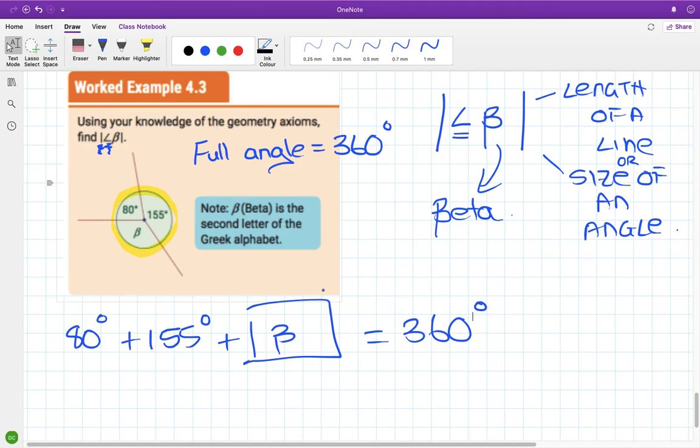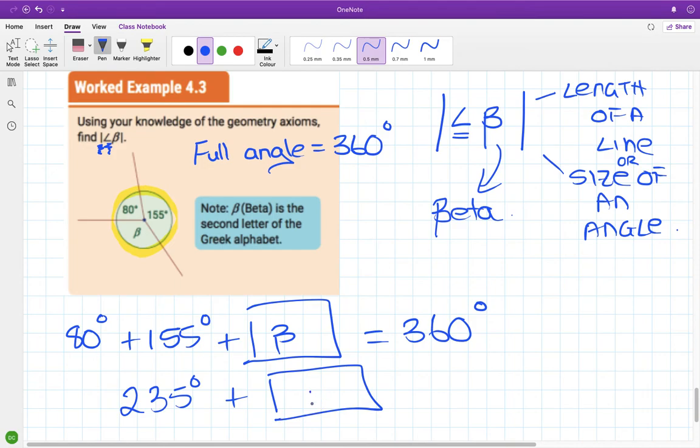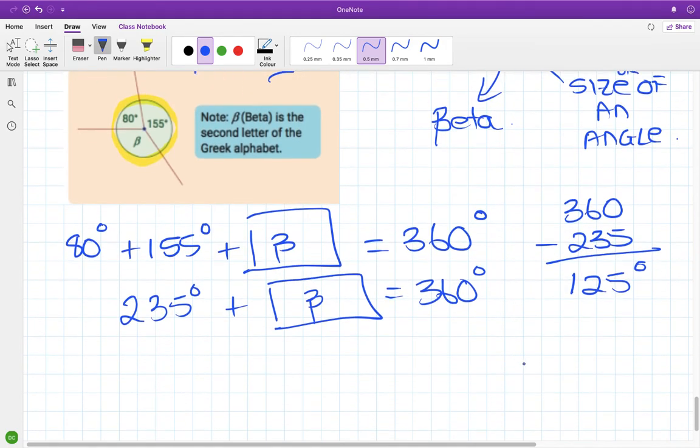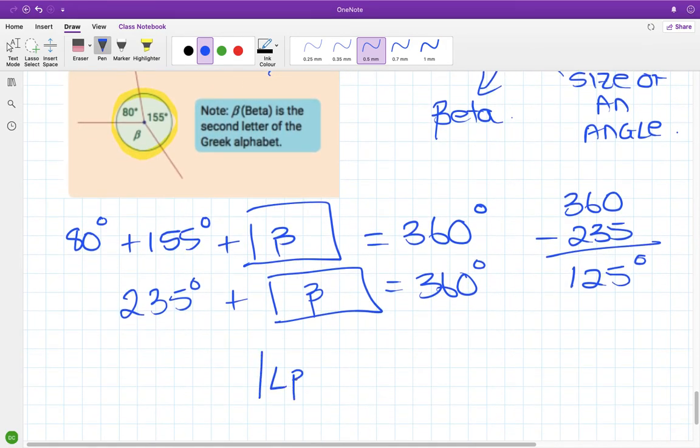Okay, so I'm going to add together 155 and 80, so that's 235. So 235 plus the missing angle, which is beta, is 360. So hopefully you can see that it's 360 minus 235, and we get 125 degrees. So we would write the measure of the angle beta, or the size of the angle beta, is 125 degrees.